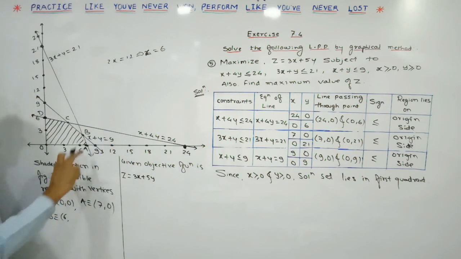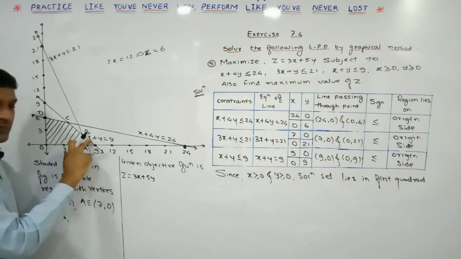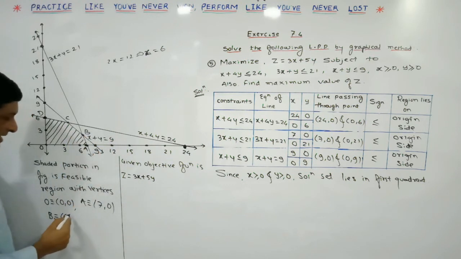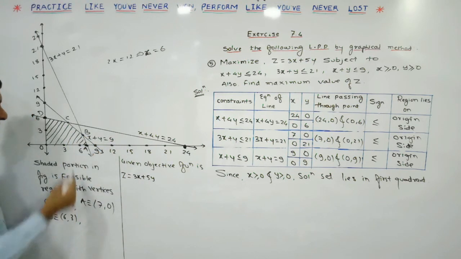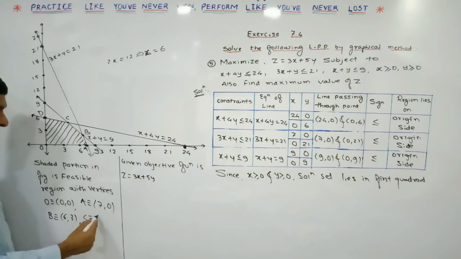Once the x coordinate is known to us, substitute x is equal to 6. So what value of y will we get? 9 minus 6 will be equal to 3. Then find the coordinates of vertex C.